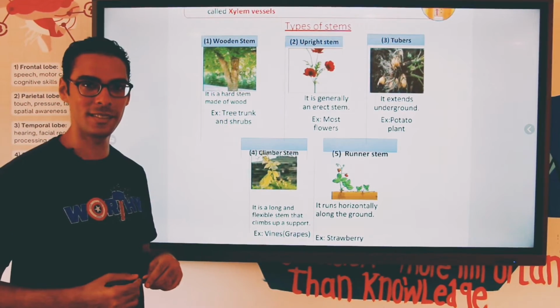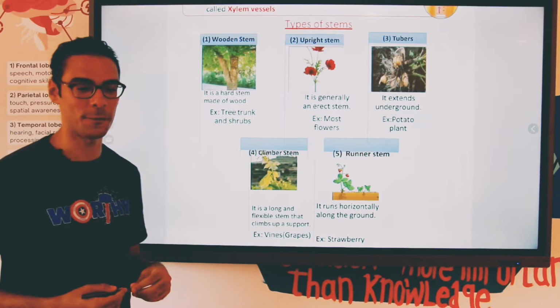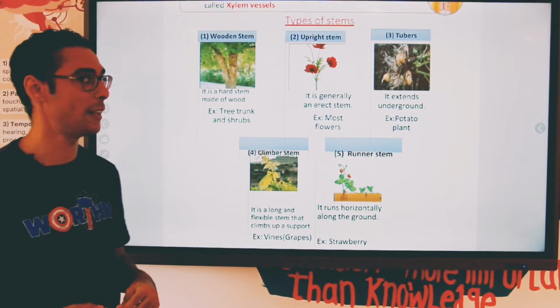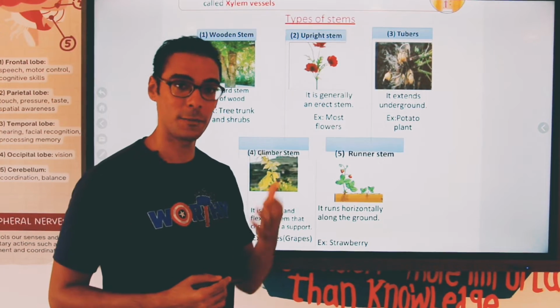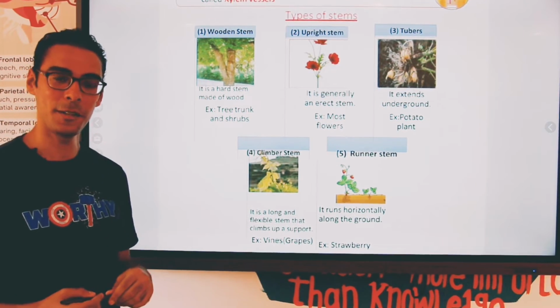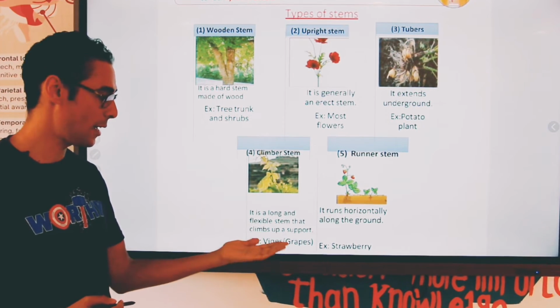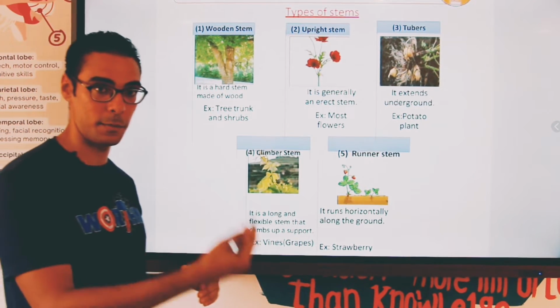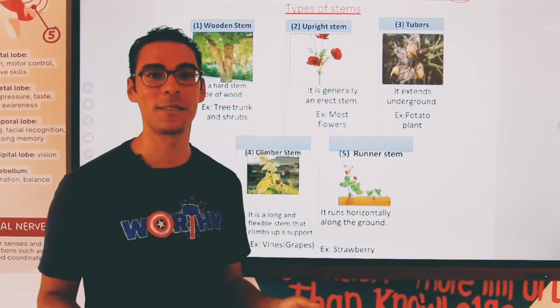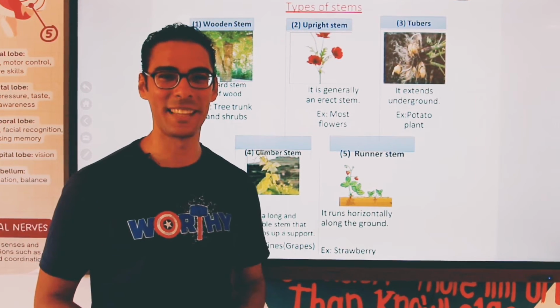Number 1, the wooden stem, and it's found in most of the trees around. Number 2, the upright stem, and it's found mostly in flowers. The tubers, the great example that we have here is the potato. The upcoming one is going to be the climber stem, which is found in grapes, that looks for a support to keep growing. And the final one was the runner stem, which is found in the strawberry. Let's move to the next step.